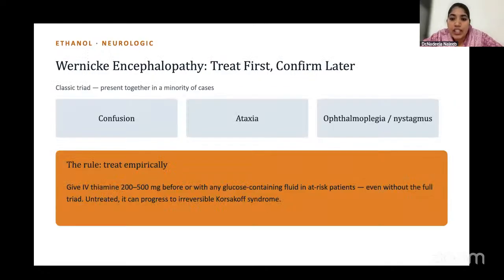Wernicke's encephalopathy. Treat first and confirm later. Even though there is a triad of confusion, ataxia, and ophthalmoplegia, the triad rarely exists. You cannot sit and wait for the triad to come so that you can treat the patient. If you have any kind of doubt, start the patient on IV thiamine 200 to 500 milligram before or with any glucose-containing fluid in all patients at risk, even without the full triad. Please keep this in mind. This is the most important learning point regarding withdrawal and ethanol-related disorders.